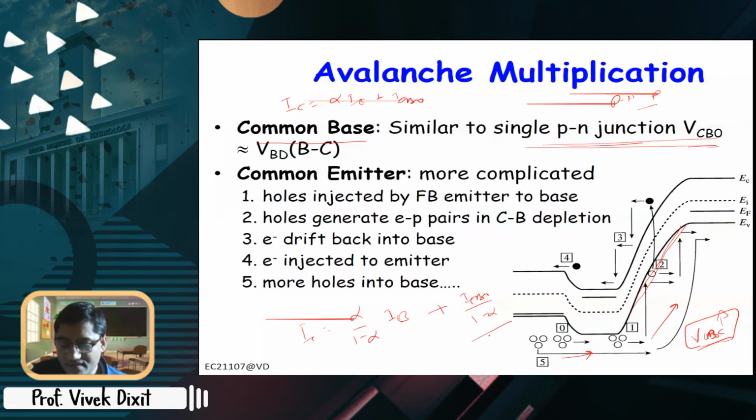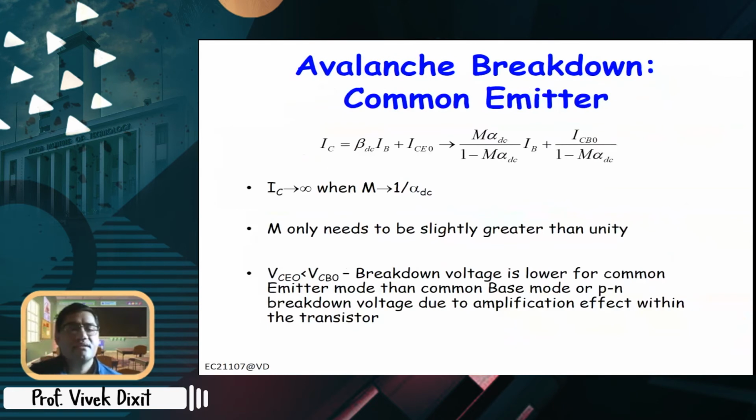So this multiplication factor will be combined with alpha, right? And then the modified expression will be something like this: M alpha by 1 minus M alpha, right? Now what is the requirement on M here? If you want to have a large current, your M alpha should approach 1, right? Now alpha is by design very close to 1, so you actually need M slightly more than 1. So your breakdown in case of common emitter will be quicker than common base.